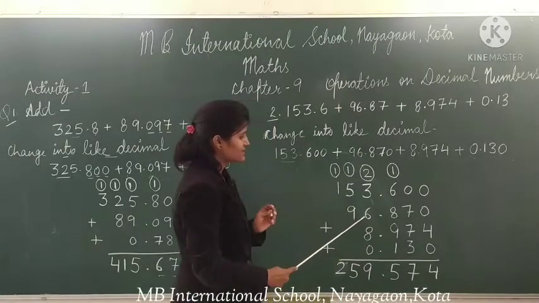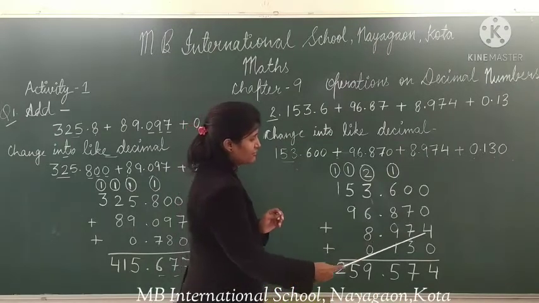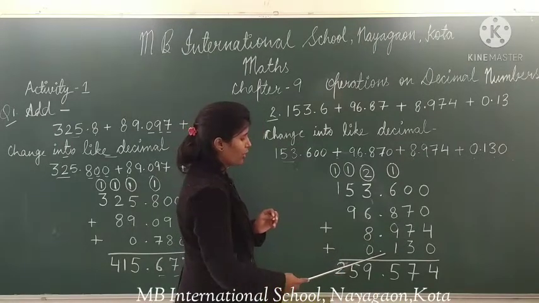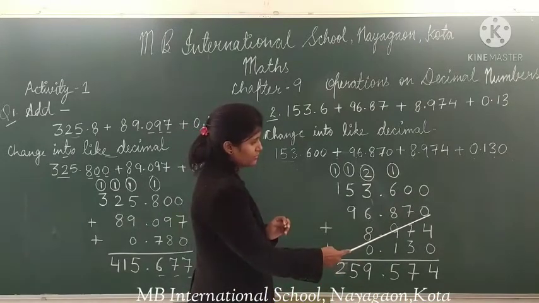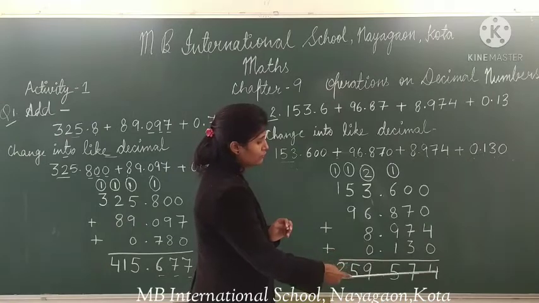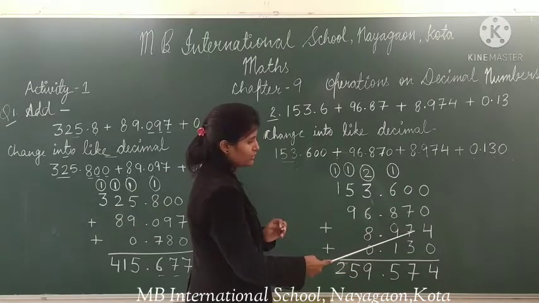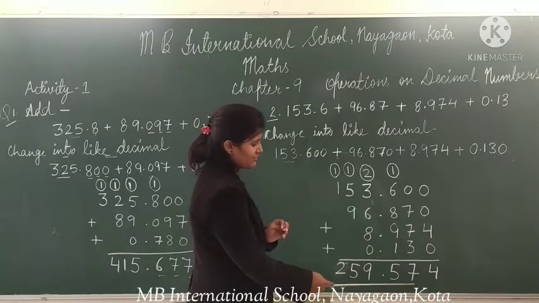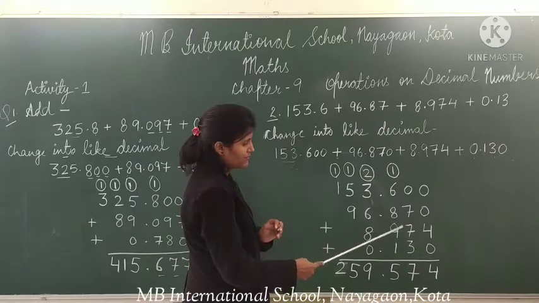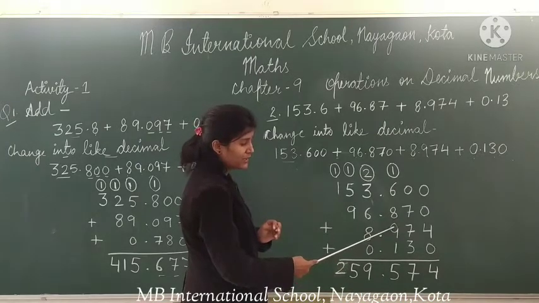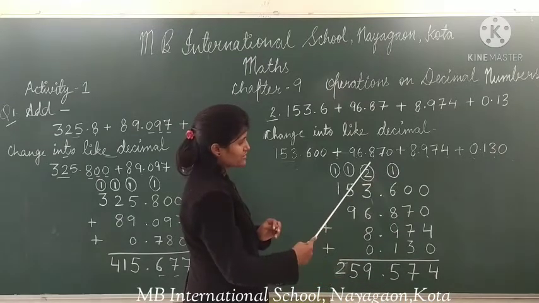153.600, 96.870, 8.974, 0.130. Now start adding. 0 plus 0, 0, 0 plus 4, 4, 4 plus 0, 4. Now 0 plus 7, 7, 7 plus 7, 14, 14 plus 3, 17. We write 7 here, 1 goes carry. 6 plus 8, 14, 14 plus 1, 15, 15 plus 9, 24. 24 plus 1, 25. We write 5 here, 2 goes in carry.